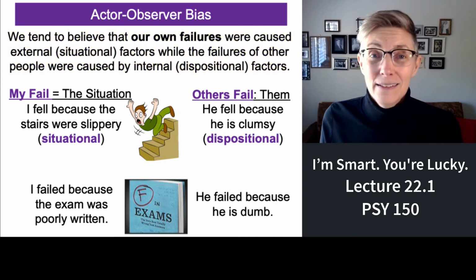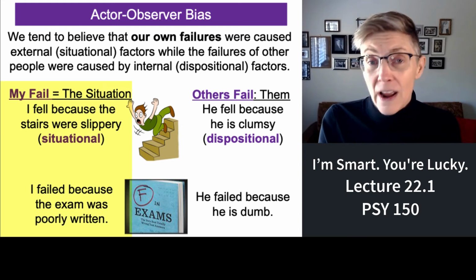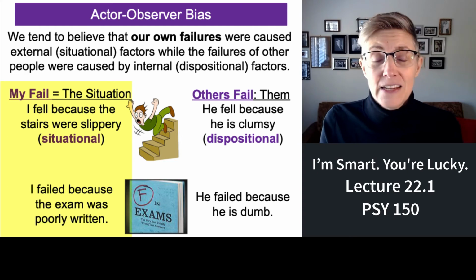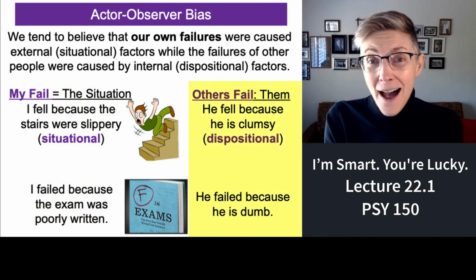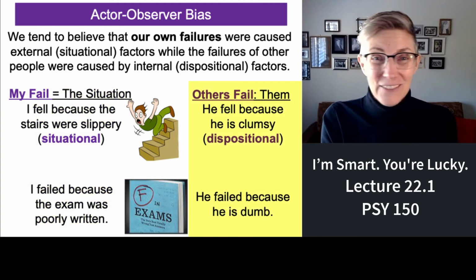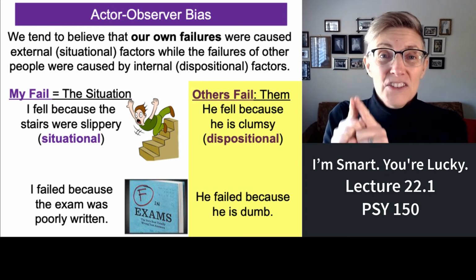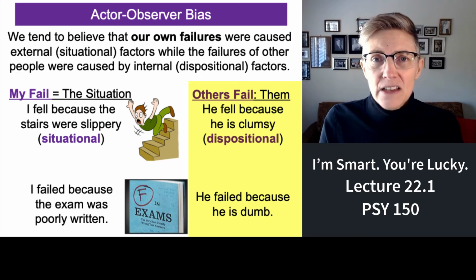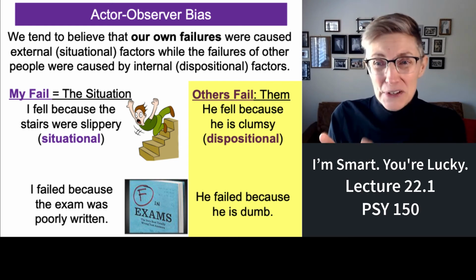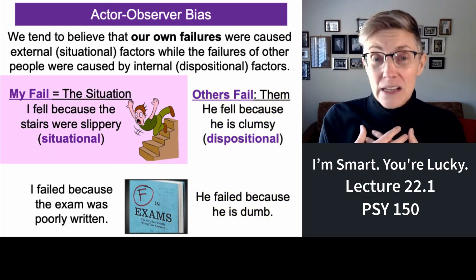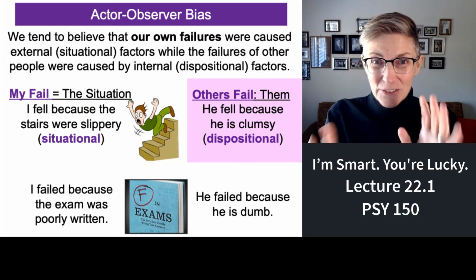I failed because the exam was too hard. I failed because the professor didn't write a good exam or didn't give me enough time to take the exam. Something about the situation explains my failure. But when other people fail, I do the opposite. Somebody else failed because they're dumb. Oh, he failed the test because he's dumb, or because he doesn't care about this class. Something about him as a person. I fell down the steps because they were slippery. You fell down the steps because you're clumsy. You see the difference?